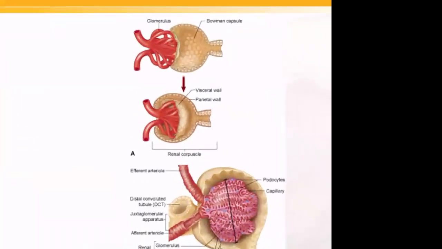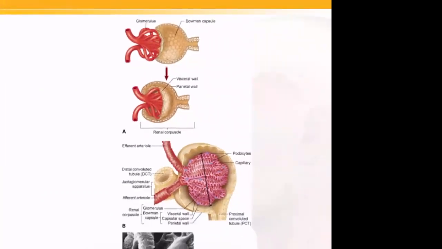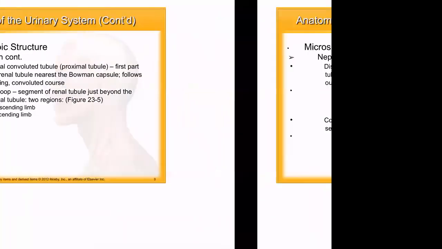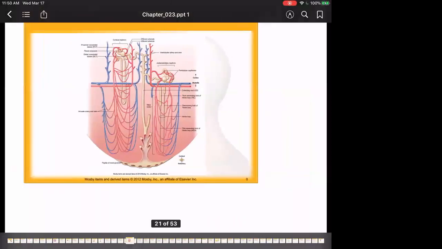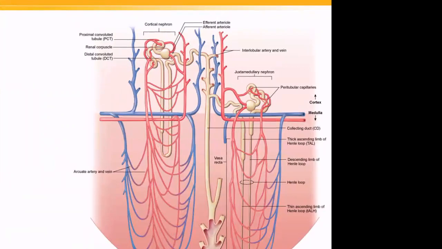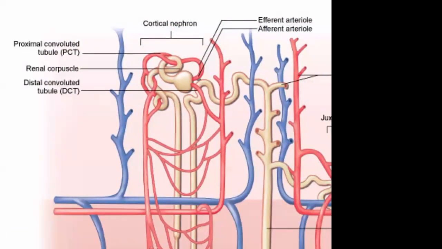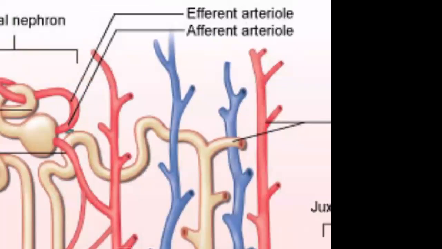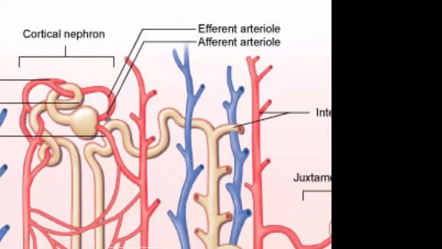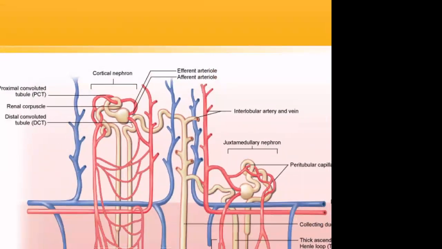Nice image here of what that glomerulus would look like inside of the Bowman's capsule. And here, let's look at this nephron. We know that we have an afferent arteriole that's going to bring blood into the Bowman's capsule and become the glomerulus inside.